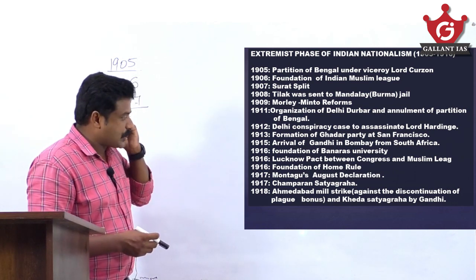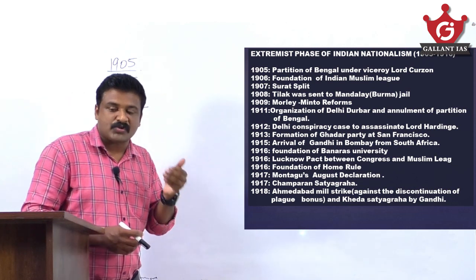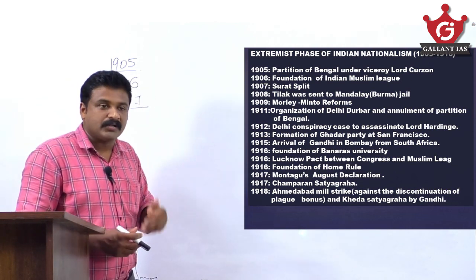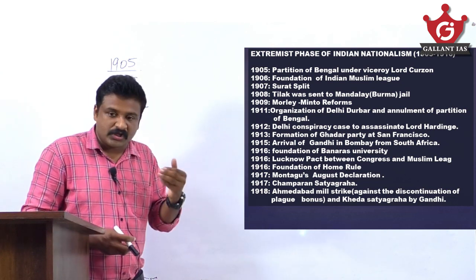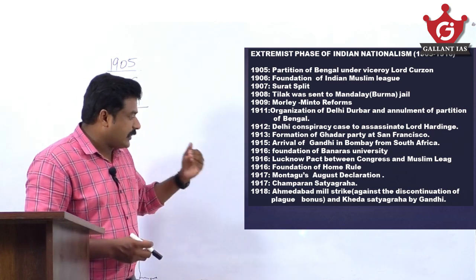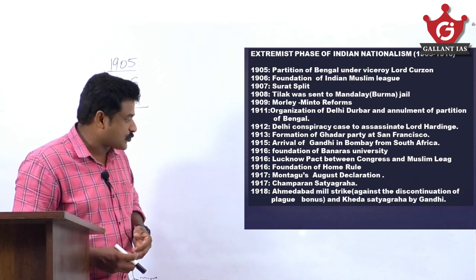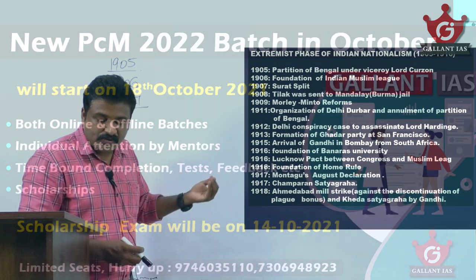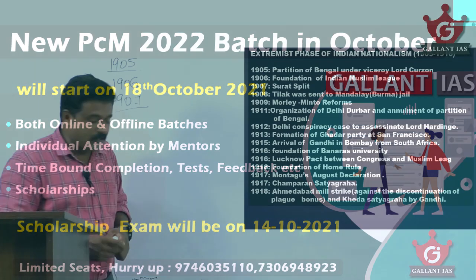1917 Montagu Declaration. Then 1917 Champaran Satyagraha. This was the first localized movement led by Gandhiji in India. It was against the Tinkathia system of forced indigo cultivation and was the first civil disobedience by Gandhiji in India. 1918 Ahmedabad mill strike, known for Gandhiji's first hunger strike, which was against the discontinuation of the plague bonus. And Kheda Satyagraha by Gandhiji, where you can notice the first non-cooperation practice by Gandhiji.